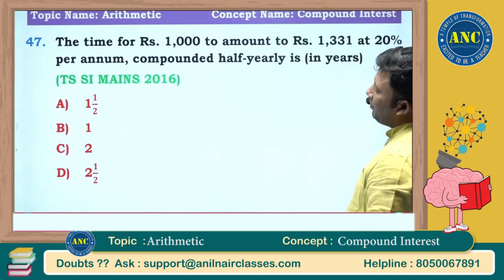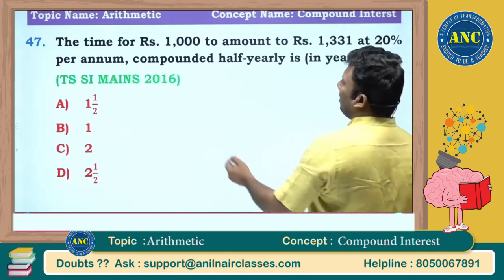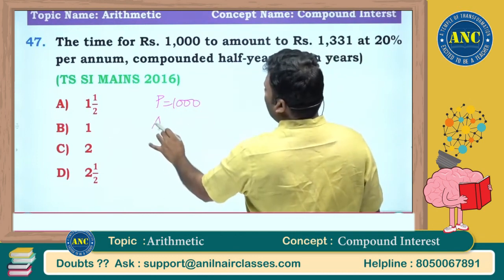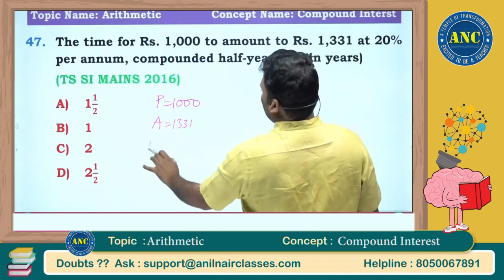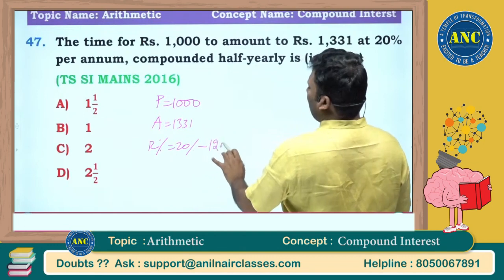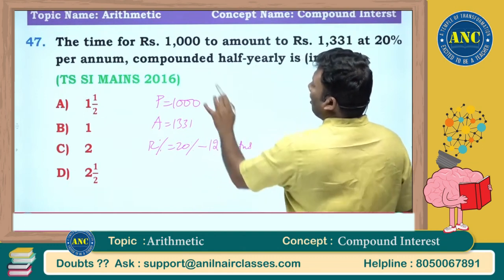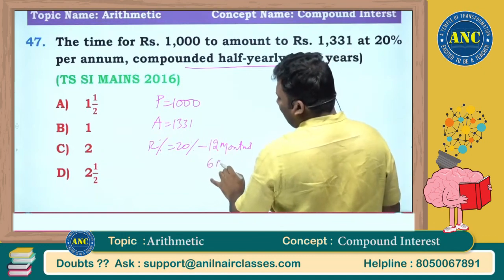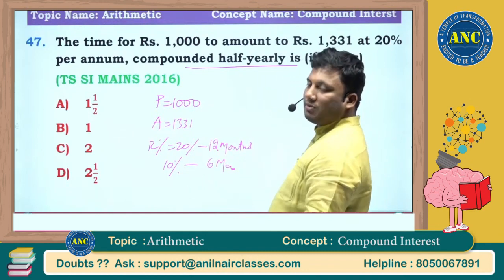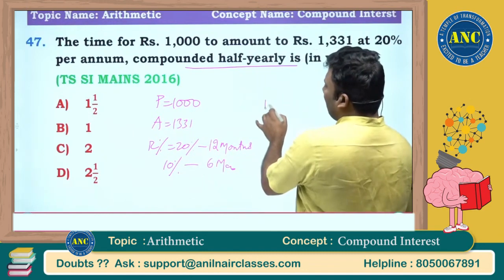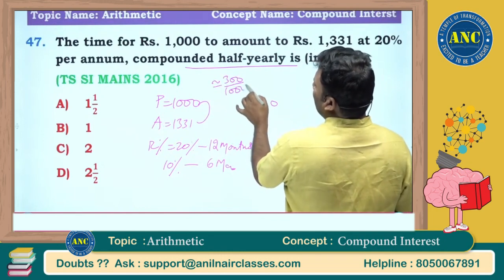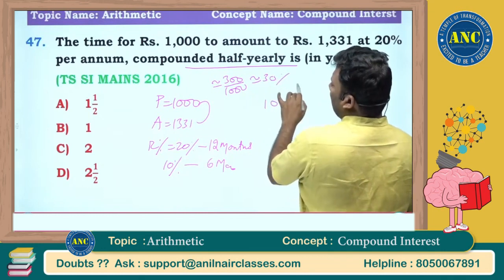46th. Next one. The time for rupees 1000 principal, it amounts to 1331. These are the percentages: 20 percentage, it is for 12 months, compounded half yearly. Half yearly is 6 months, 10 percentage. How many times will I get it? 1331, what is the increase? 300 close to on 1000. The answer should be close to 30 percentage.